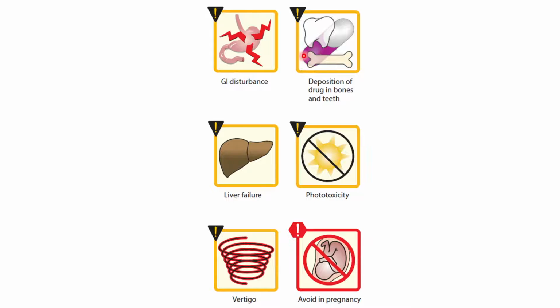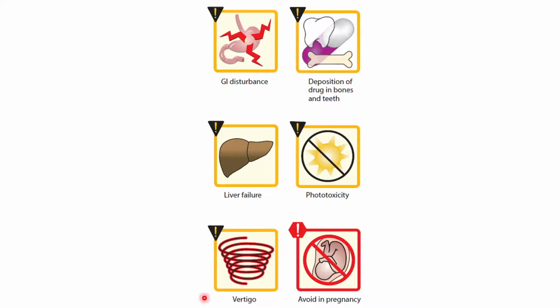Then adverse effects include GI disturbances and deposition of the drug in bones and teeth, which may be seen in children up to the age of 18. That is why the ointment of tetracycline should not be used in children up to age 18, and tablets can be used from age 14. Liver failure can be seen in patients with liver diseases. Phototoxicity is pretty common, so the patient should use covering clothes, avoid sun exposure, or use sunscreen.